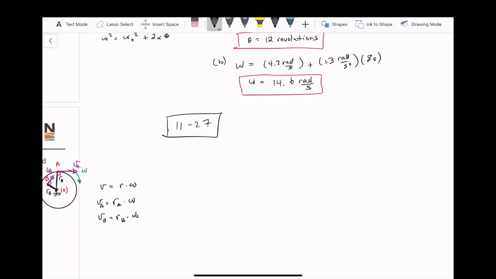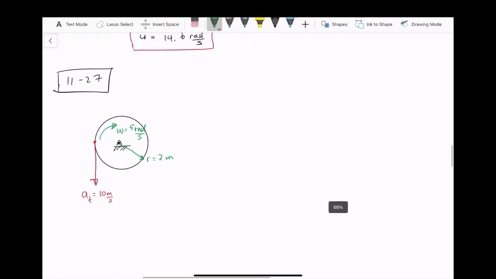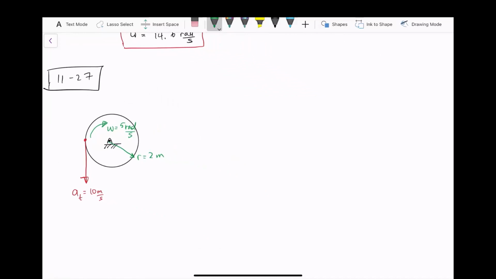So in this one it says, for the system shown below, determine the angular acceleration of the wheel and the tangential velocity at point A. Remember, tangential just means at a right angle, so that's that linear velocity that we're looking for. Okay, so here's the figure here. If you look at this, we are given a tangential acceleration. So that would be considered our linear acceleration.